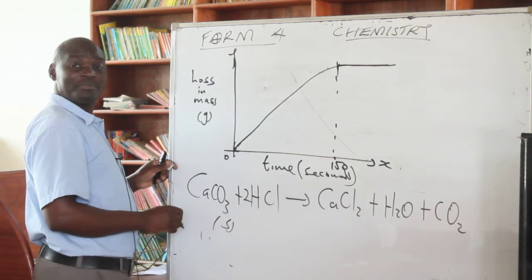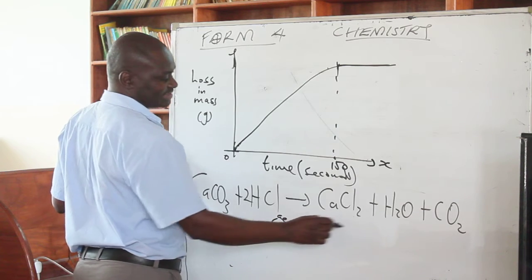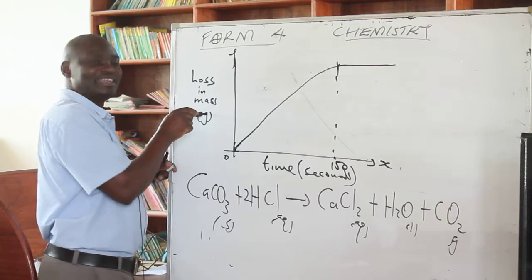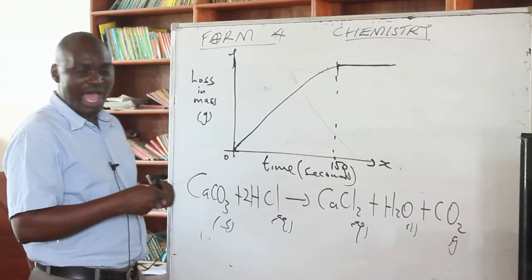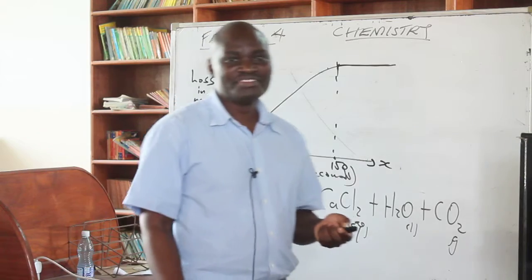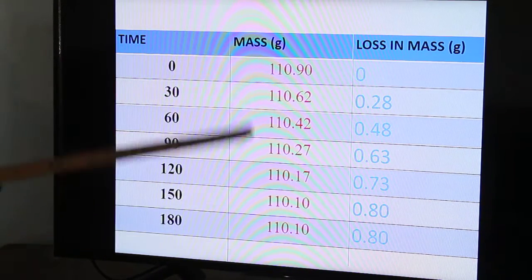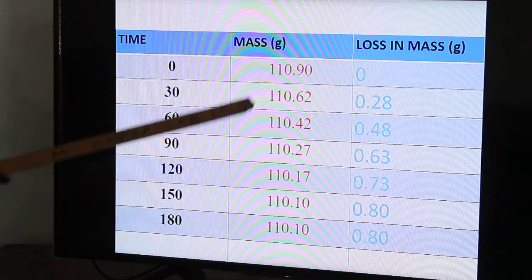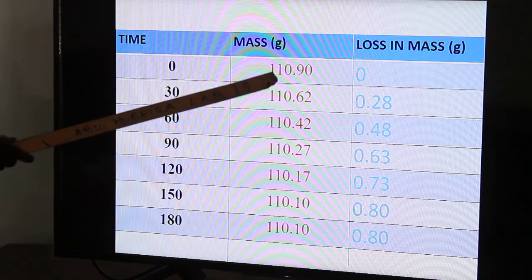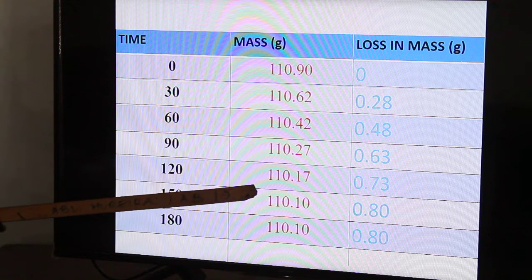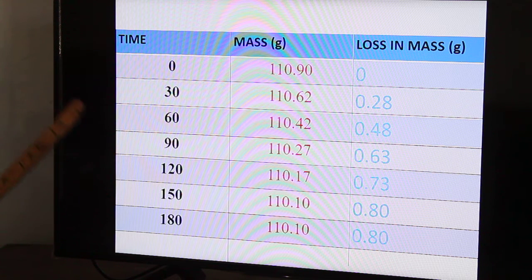This one was in solid form, marble chips, aqueous, liquid, gas. So the loss in mass, because if you look at our table, you will realize that as the time proceeds, as the experiment was going on, the mass was going down from 110.9, 110.6, 110.4, 110.2, 110.17, 110.10. So there was a decrease in mass.